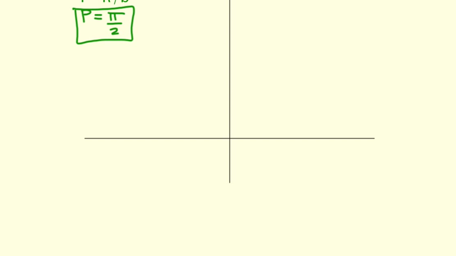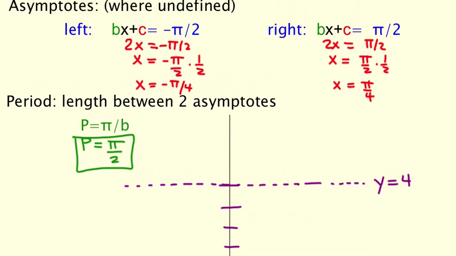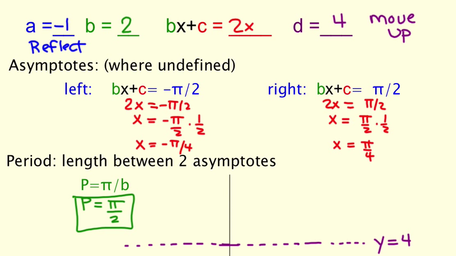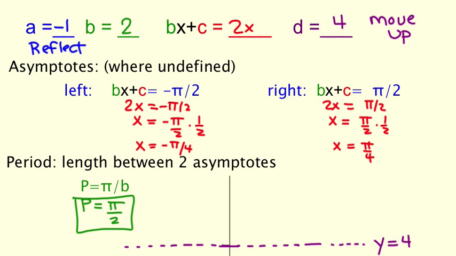So I'm going to start with the horizontal asymptote. I'm going to shift it up 4 units. So 1, 2, 3, 4. So there's my horizontal asymptote. That takes care of the plus d. So y equals 4. Then I'm going to create my vertical asymptotes at negative pi over 4 and pi over 4.